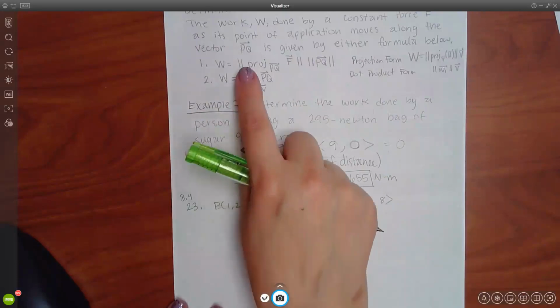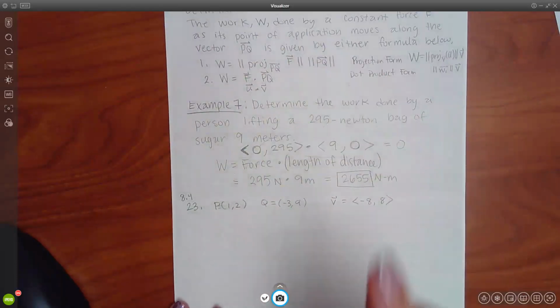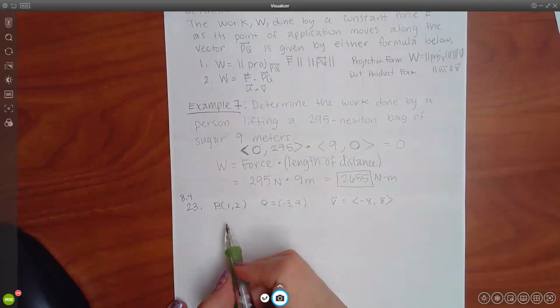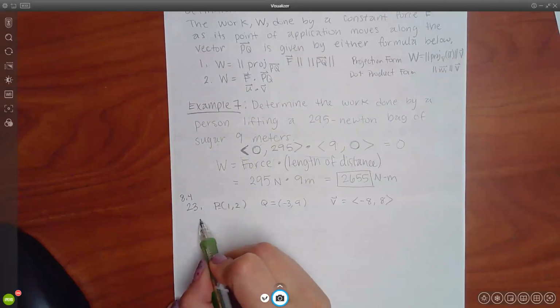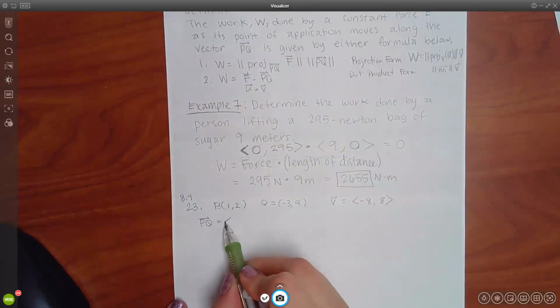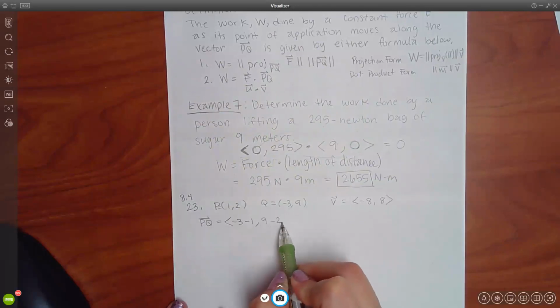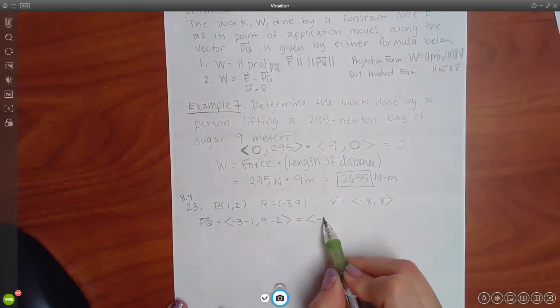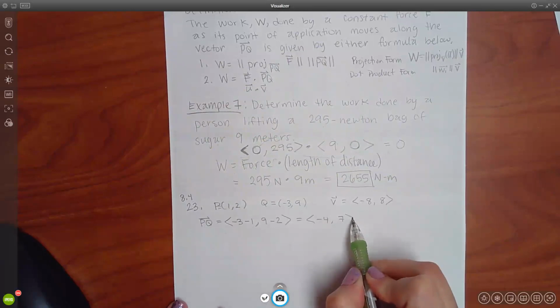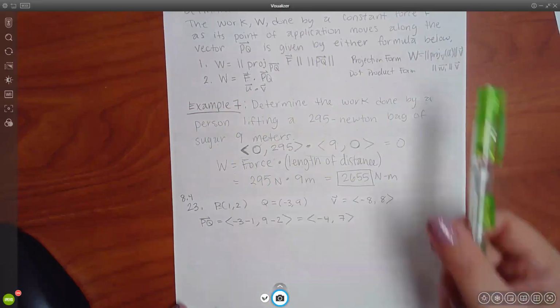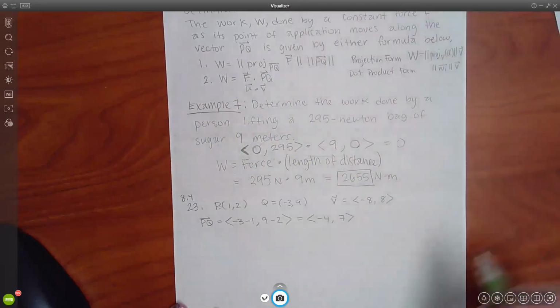So basically, I have to figure this out, okay? If I want to figure that out, I need to figure out what the projection is. First of all, let me figure out what the vector PQ is. That's going to be -3 minus 1, 9 minus 2, which is -4 and 7. So that's what PQ looks like. And if I want to find the projection, I have to use that formula.